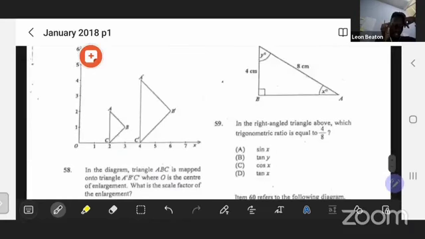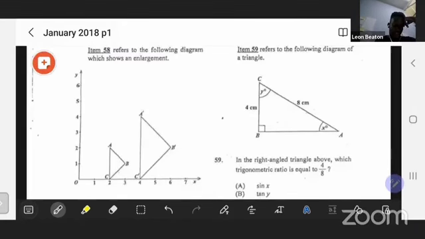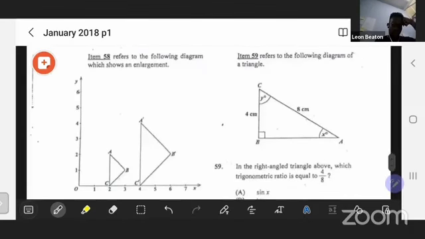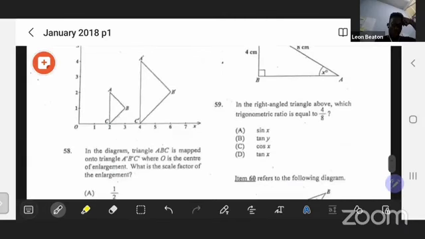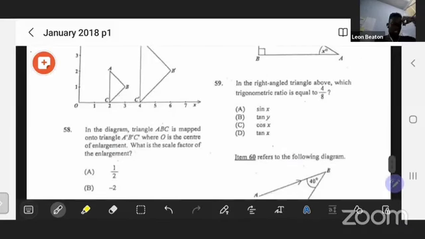And we winding down. Item 58 before, so the following diagram, which shows an enlargement. In the diagram, the triangle ABC is mapped onto triangle A prime, B prime, C prime, where O is the center of enlargement.